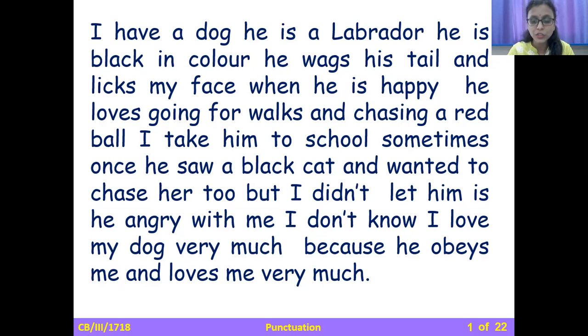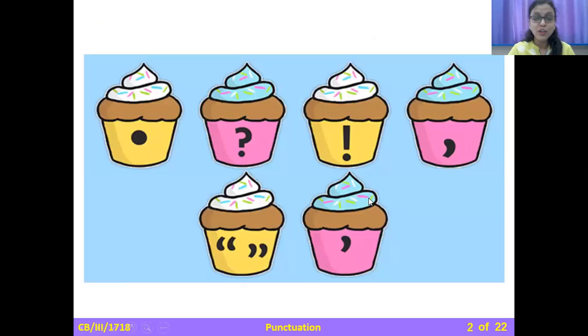Now, what are these punctuations? Here. Look at all these punctuations. Can you identify these? Yes. What is this one? Yes, it's a full stop. What is this one? A question mark. This one is an exclamation. Comma. Double inverted commas. Apostrophe. See all these punctuations, they give meaning to our sentences. Okay? They give sense to our sentences.